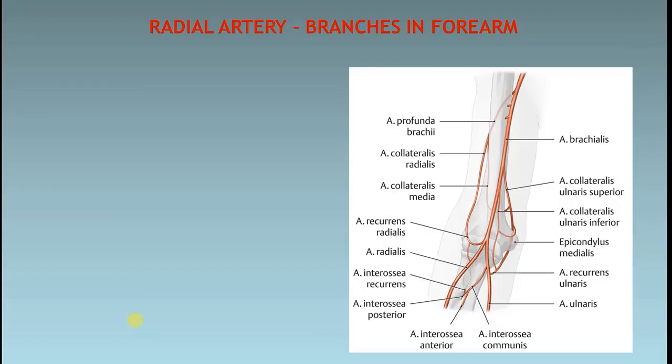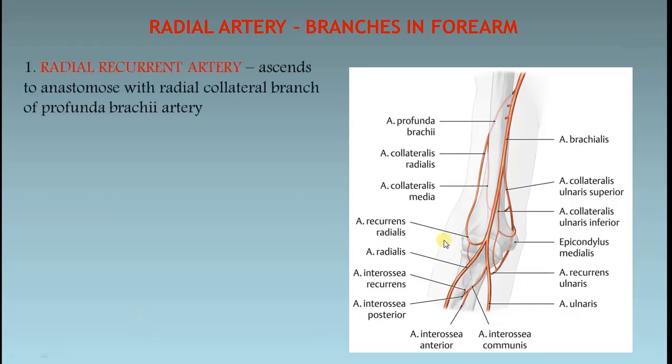So, branches of the radial artery in the forearm: the first branch you are able to see is the radial recurrent artery, which takes part in the anastomosis around the elbow joint, going to anastomose with the radial collateral branch of the elbow joint.